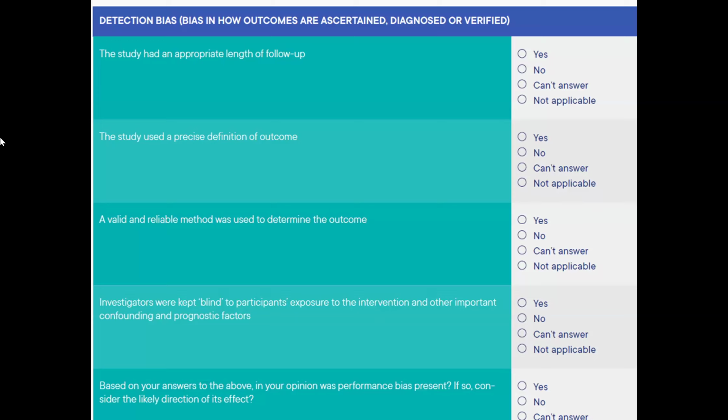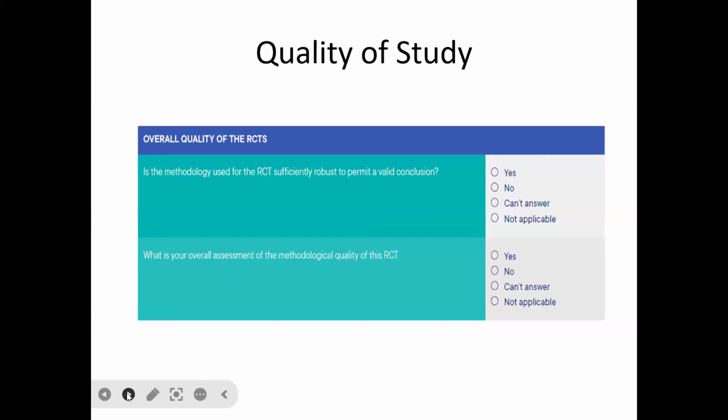Investigators were kept blind to participants' exposure to the intervention and other important confounding and prognostic factors. I think there were no confounding factors as far as we can see. And so blinding, you can say yes, because we don't know the allocation. And based on your answers, is performance bias there or not? So perhaps my conclusion would be that there was no performance bias. Next. So then finally, what is the quality of the studies?